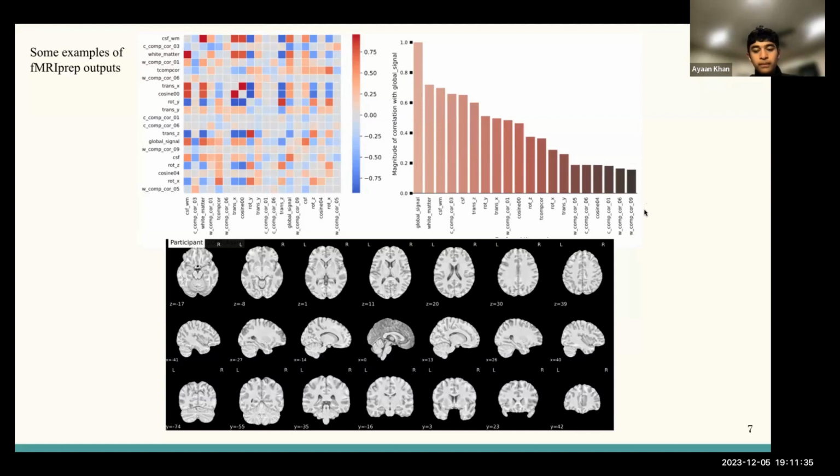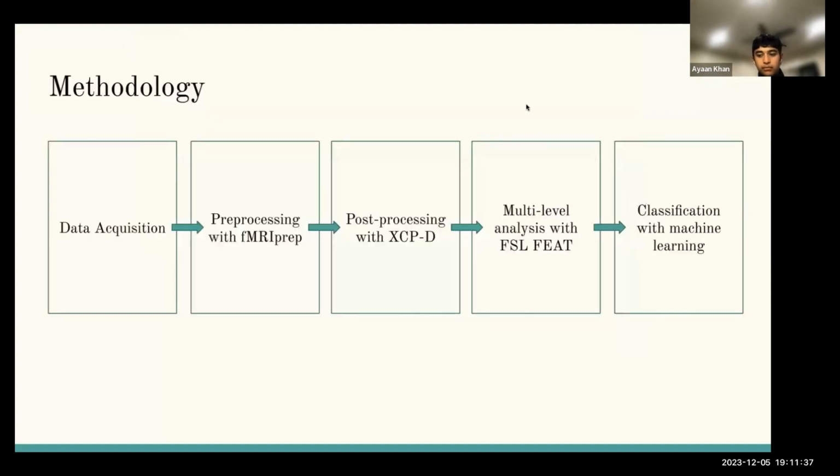We began with acquiring our data. From there, we ran the data through a preprocessing pipeline using fMRIprep. We then used XCPD, which is an fMRI post-processing pipeline developed for fMRIprep outputs, which generates bold images and many others. We then did first-level analysis through FSL FEAT, and this was a harder challenge considering the technology was much older.